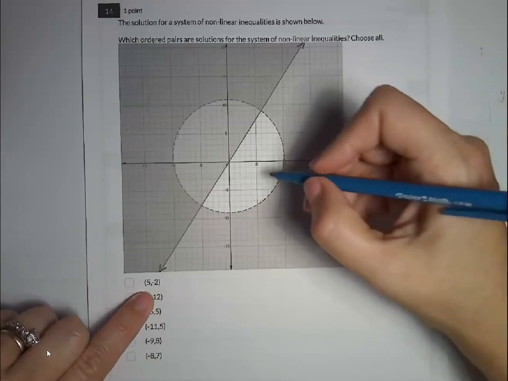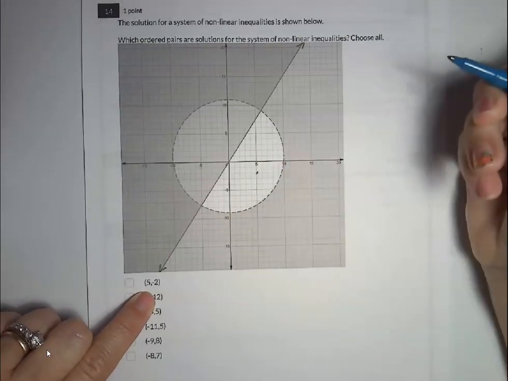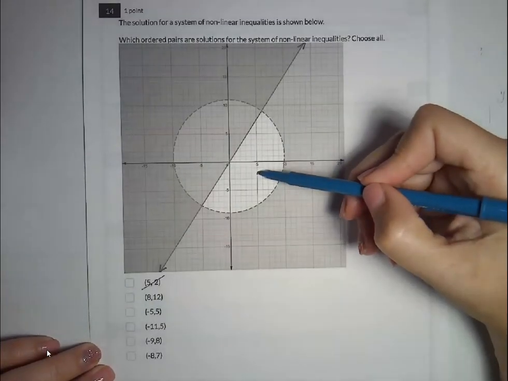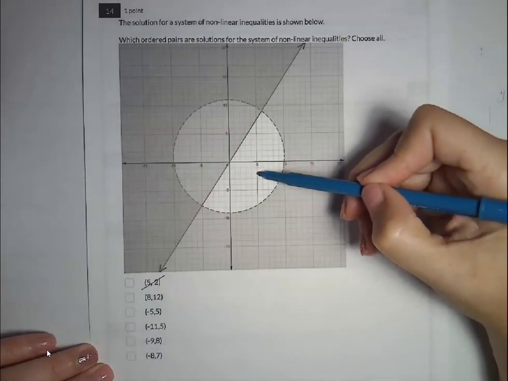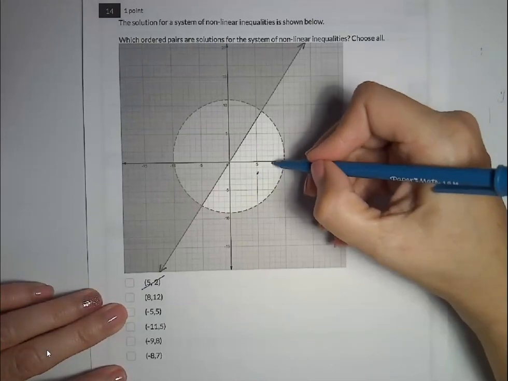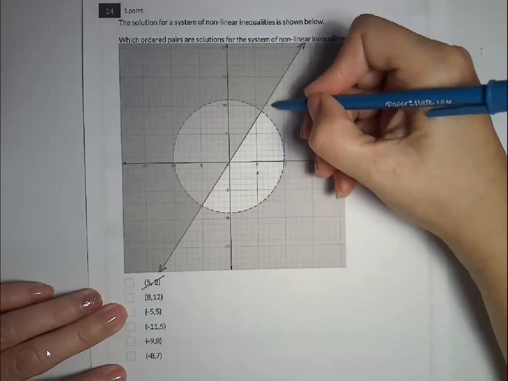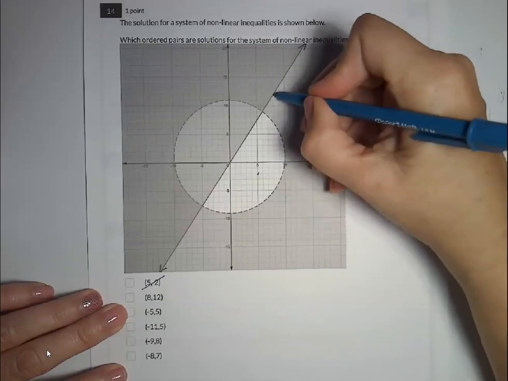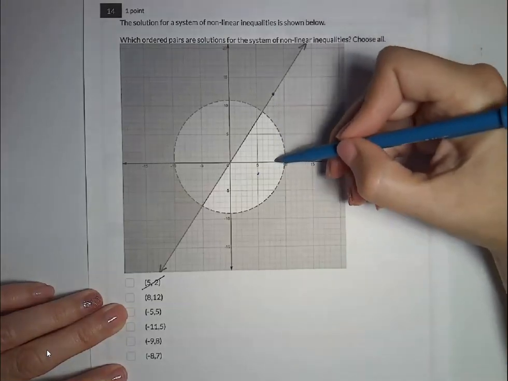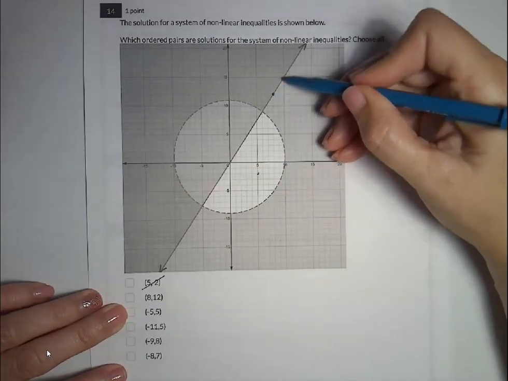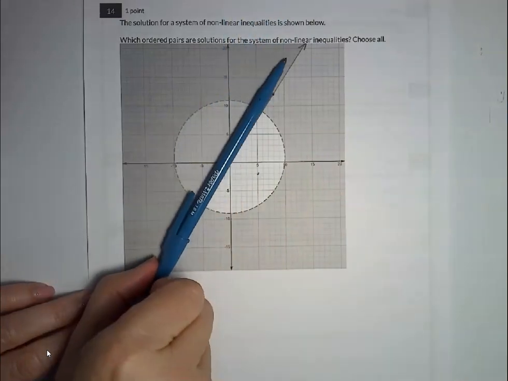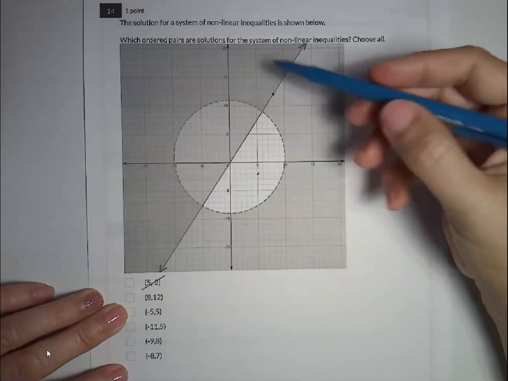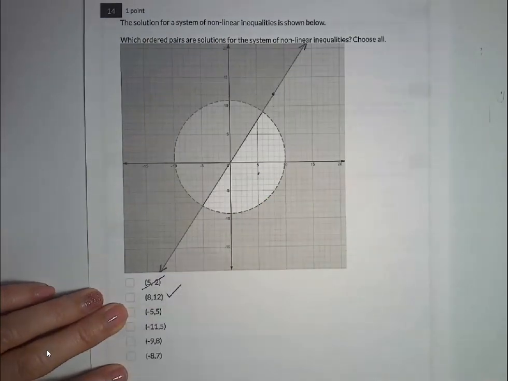We have 5, negative 2. That's right here. That is clearly not a solution because it's not in the shaded area for both of the inequalities. So that's no. How about 8, 12? Okay, 8 and then 12 will be right here. That's a tricky one. That one falls on the line, so it is a solution for this inequality, and it also falls in the outside of the circle solution. So yes, that is a solution for the system.